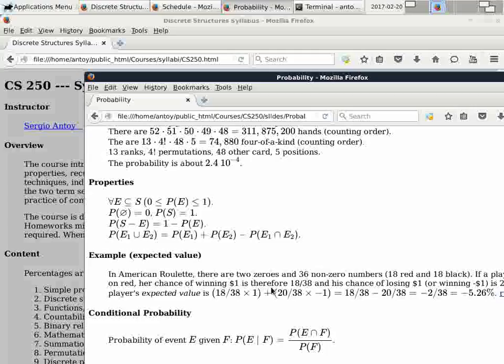So what is the probability of red? Here I put the probability below. What is the probability of red? 18 out of 38. Yes? What is the probability of black? Same. What is the probability of green? 2 out of 38. What is the value of red?